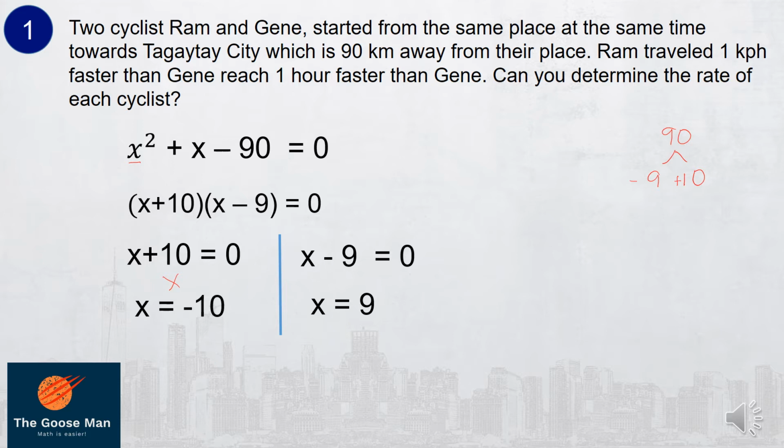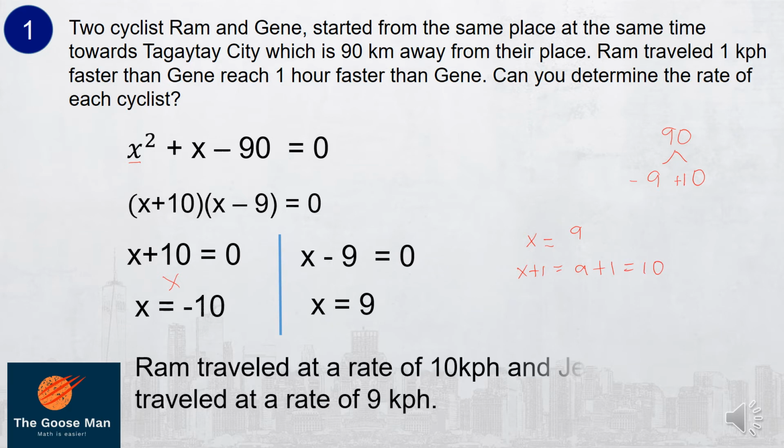Now, from our representation, x represents the rate of Jin. So Jin travels at 9 kilometers per hour. While x plus 1 is equal to 9 plus 1, which is equal to 10. So therefore, Ram traveled at the rate of 10 kilometers per hour and Jin traveled at the rate of 9 kilometers per hour.